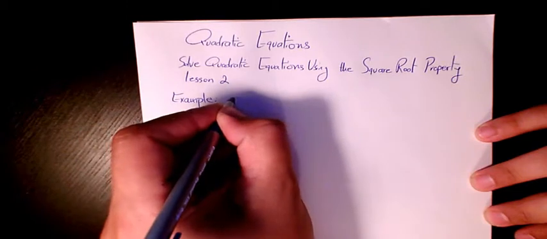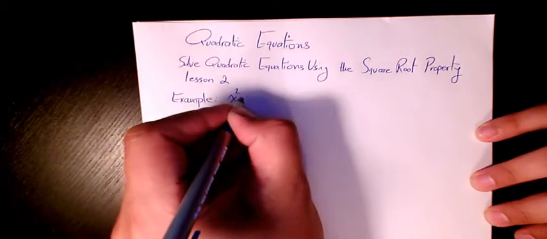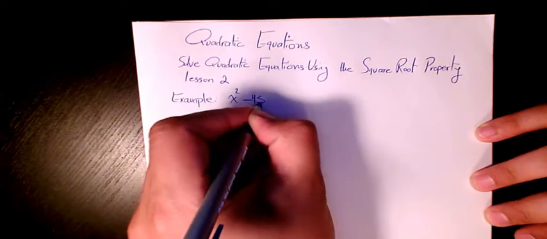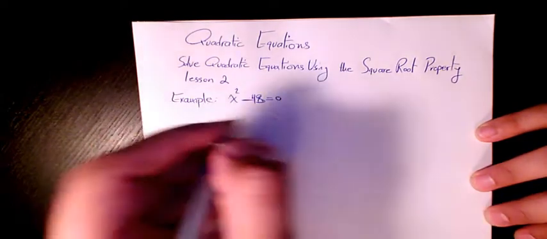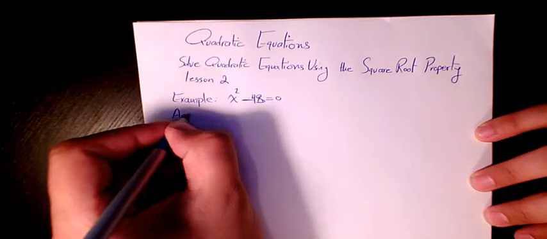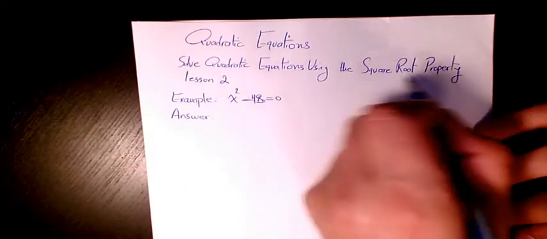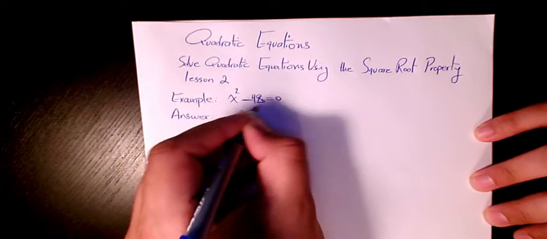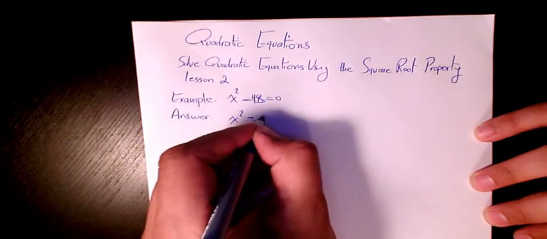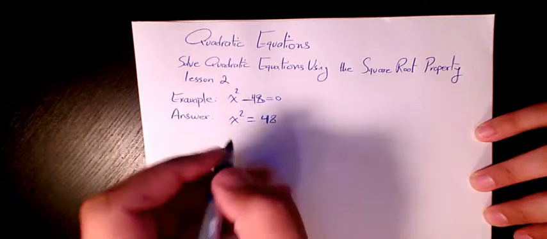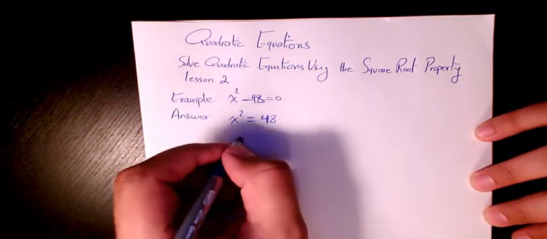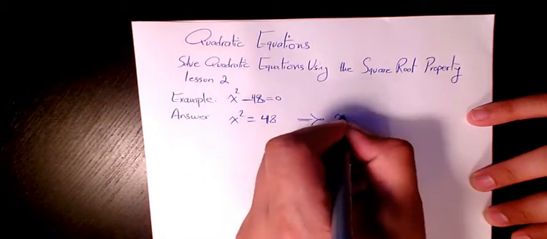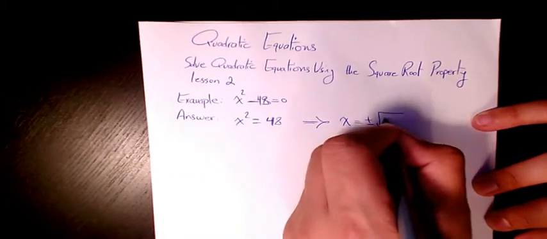First example says x squared minus 48 equals 0, and we need to solve it. So we need to use the square root property. It means that for x squared, negative 48, you move it to the right-hand side. So it's going to be x squared equals 48. And then x will be plus or minus the square root of 48.